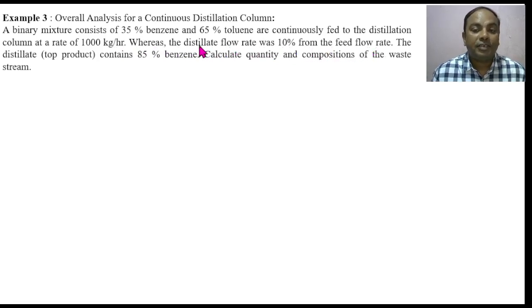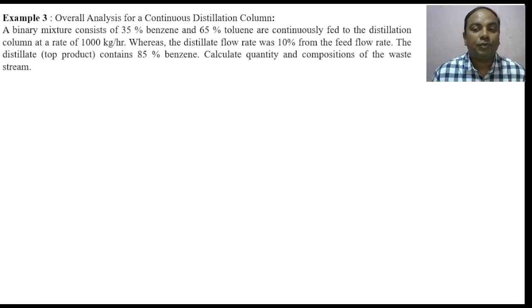So what is again given? 10% is the distillate flow rate, that is the upstream. The upstream is 10% of the total feed that enters into the column. So the distillate flow rate is 10% of the total feed flow rate that enters the distillation column. Again, the distillate top product, that is the top stream, contains 85% benzene.